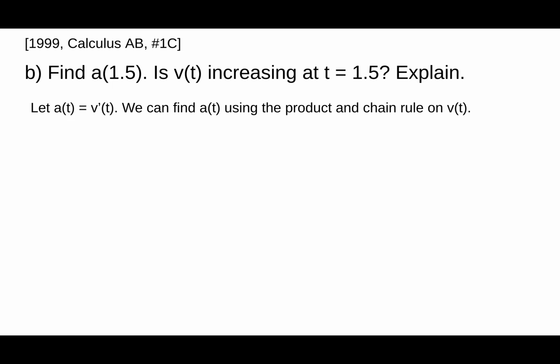We could find a of t simply by using the product and chain rule on v of t. It's not that difficult of an application. It's not a complicated function. A of t would be v prime of t, which if you use the appropriate differentiation rules, you get 2t squared times the cosine of t squared plus sine of t squared.